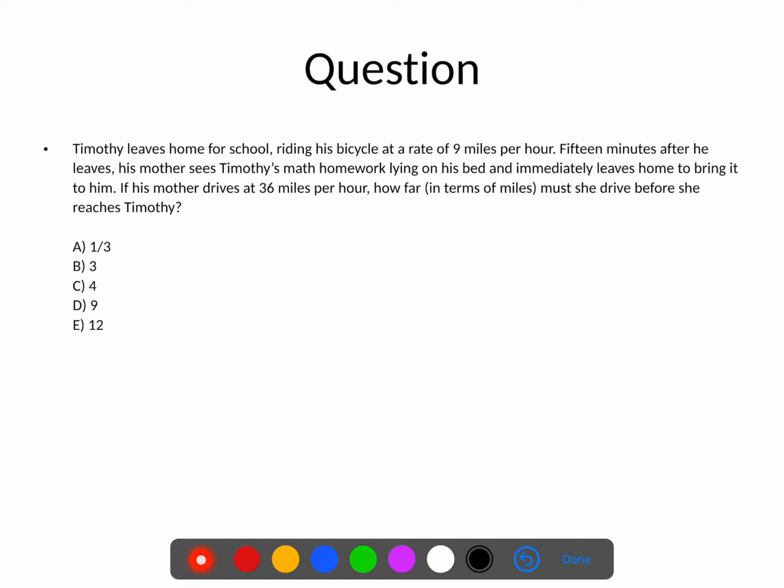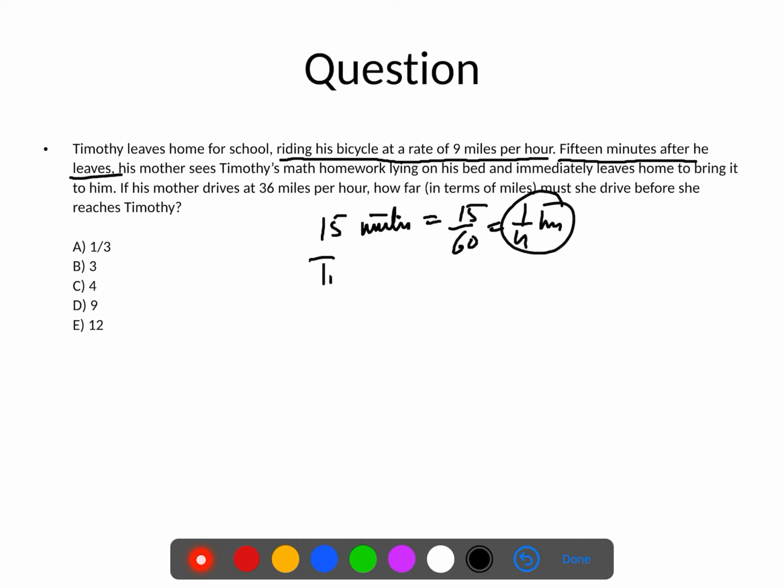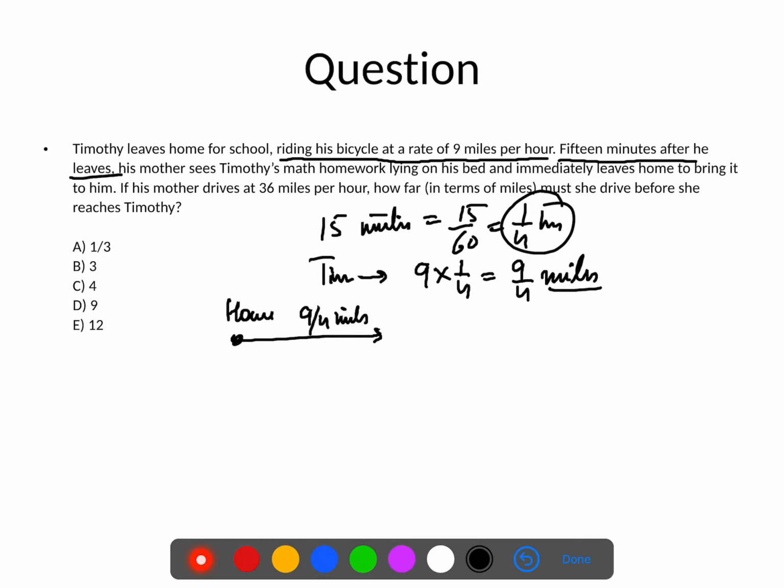Timothy leaves home for school riding his bicycle at the rate of 9 miles per hour. 15 minutes after he leaves, let's say Timothy, 15 minutes means 15 by 60, 1 over 4 hours. Timothy would have traveled speed into time, 9 by 4 miles. So this is, let's say, the home of Timothy, and he has traveled 9 over 4 miles. Speed is 9 miles per hour for Timothy.